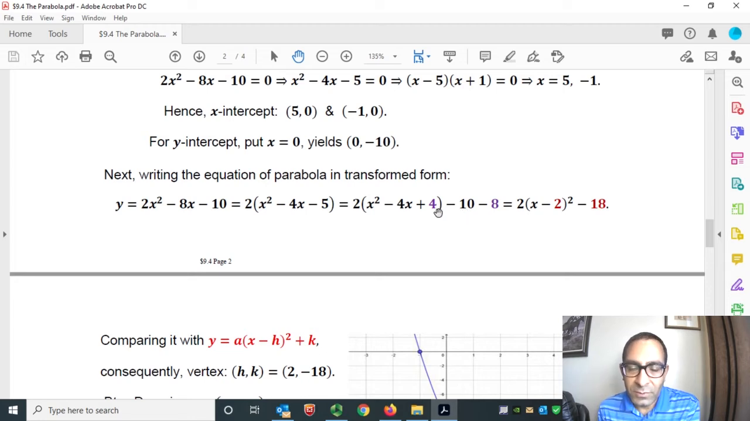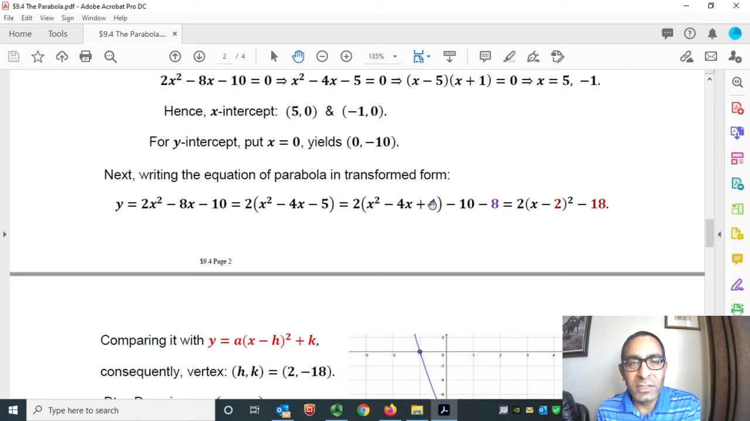Then let's come to the inside of the parentheses. This magic number equals the coefficient of x divided by 2, squared, and we put this number here. So here the coefficient of x is negative 4, divided by 2 equals negative 2, and squaring negative 2 gives us positive 4. So we put the positive 4 here.